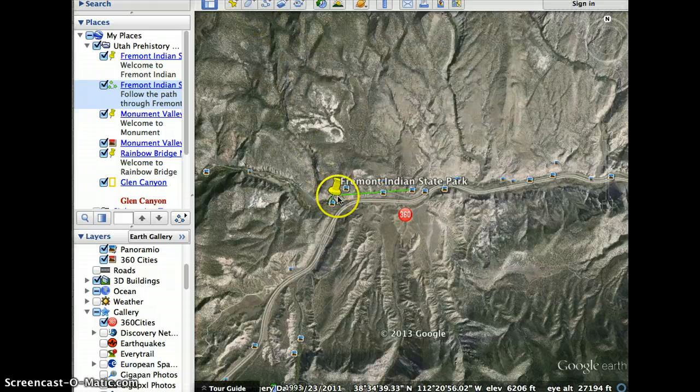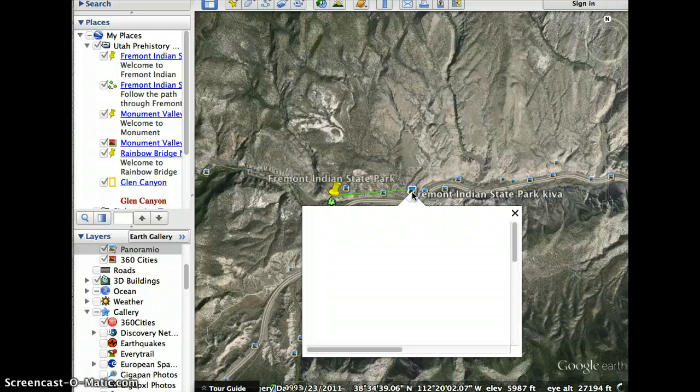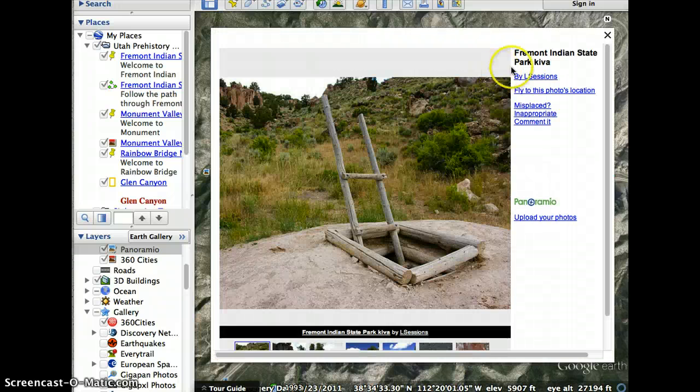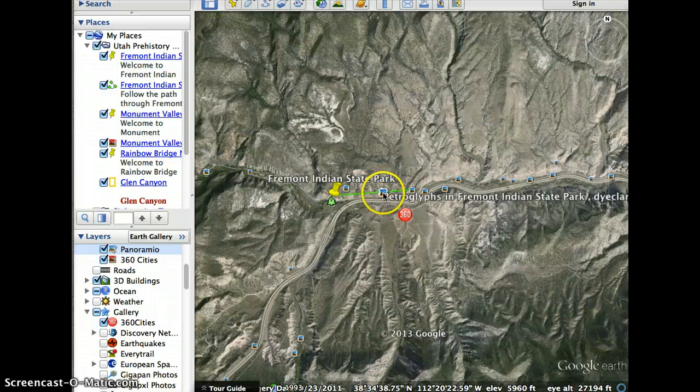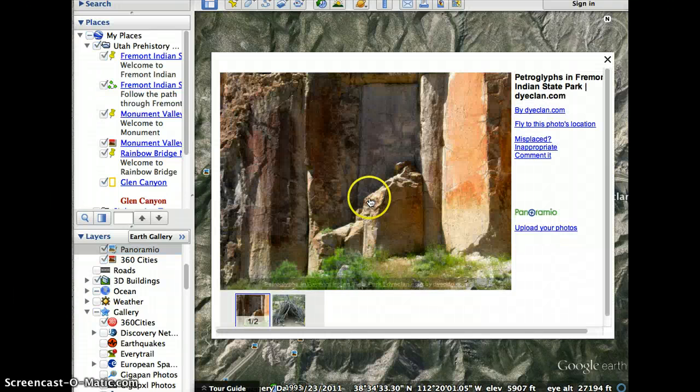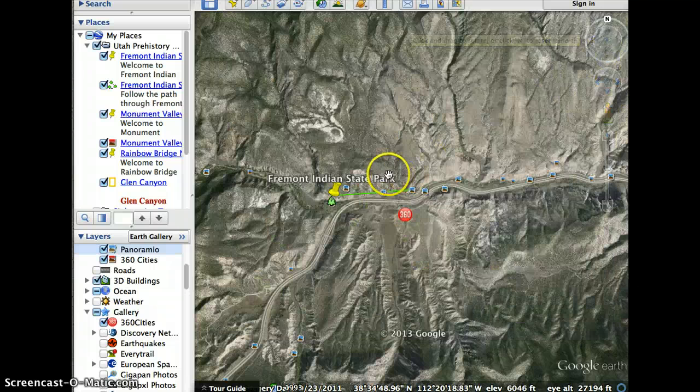So the different petroglyphs, for example, that is a Fremont dwelling. And then in here you can see the petroglyphs back in the background. And the path leads them through some of the really cool, more exaggerated petroglyphs.